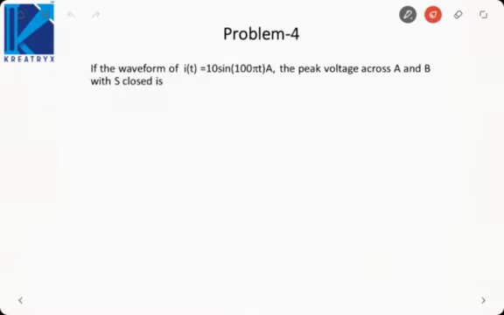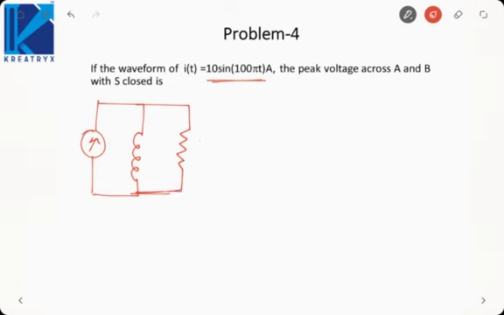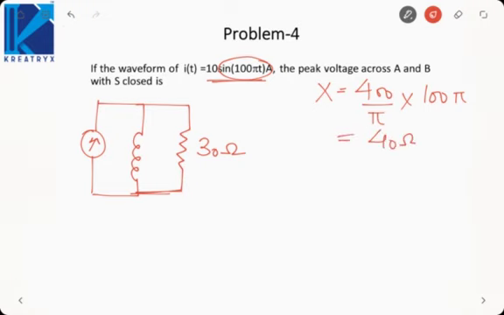Now the current waveform is replaced by this and the switch is closed. That is, now the circuit is not open. So if we draw the equivalent circuit, this is my current source. We have a magnetizing reactance and then we will have a resistance because the secondary is now closed. This is my 30 ohms. Now since we are using a sinusoidal source, we will convert the inductance into reactance. So it will be 400 by pi L into omega. Omega is 100 pi. So it will be 40 ohm because this is in millihenry.